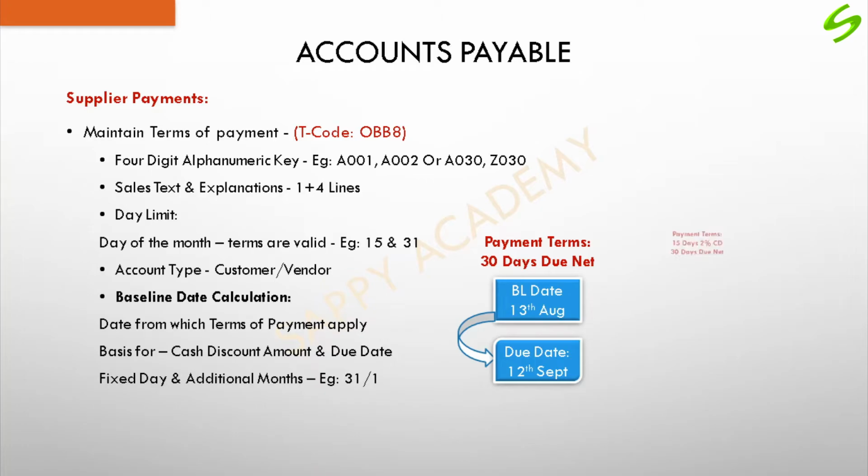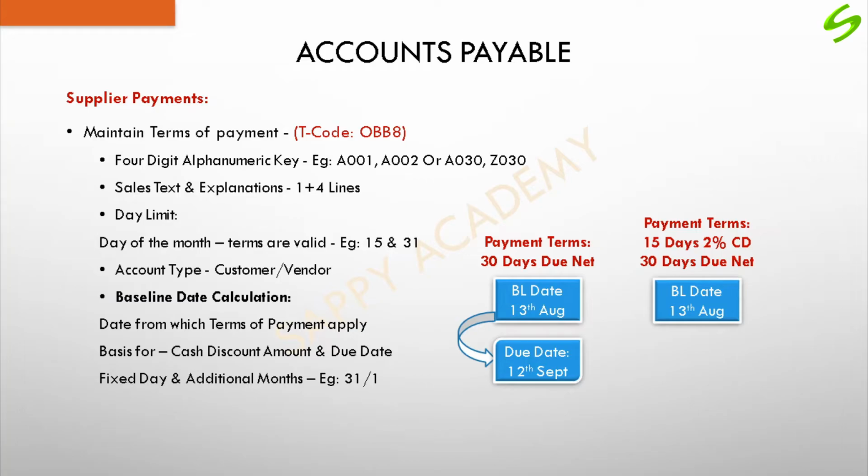Let's look at another example. Payment term says 15 days, 2% discount. If you make the payment within 15 days, you get 2% cash discount. And it is due in 30 days. Now my baseline date is 13th of August. If I pay within 15 days, I can get 2% cash discount. And what is my due date? Same as the previous one, 12th of September.